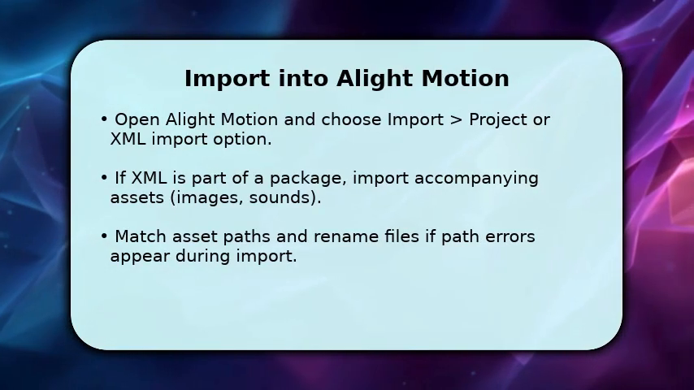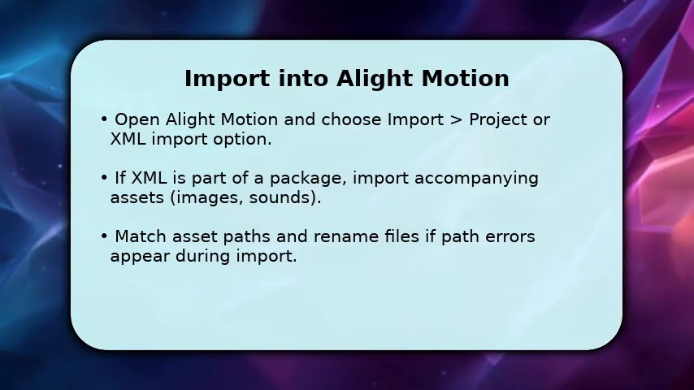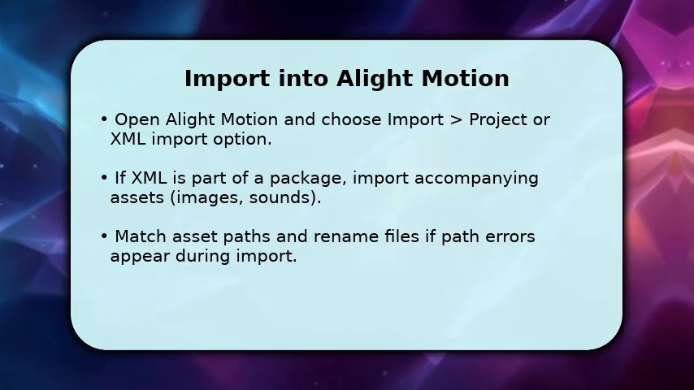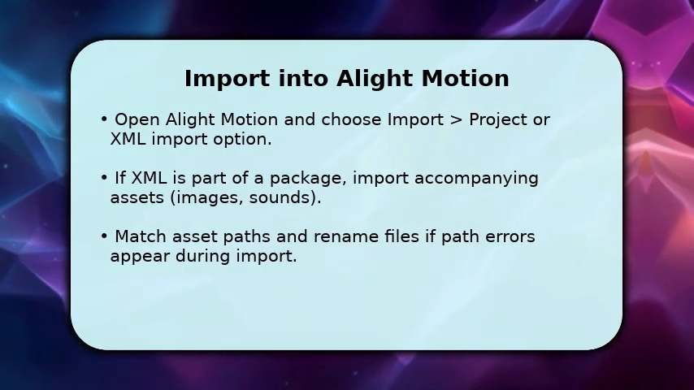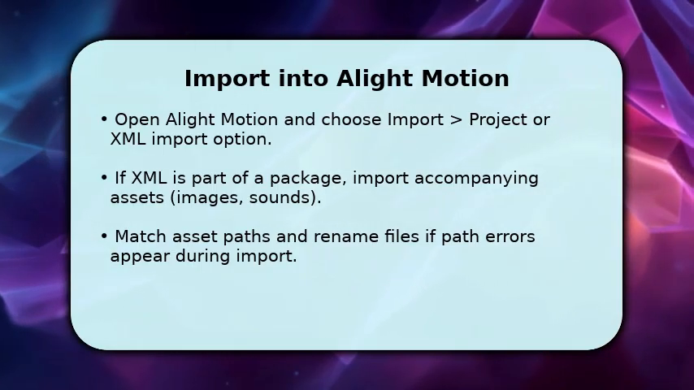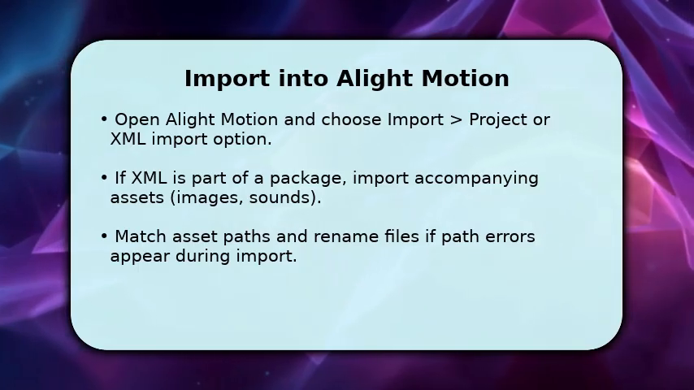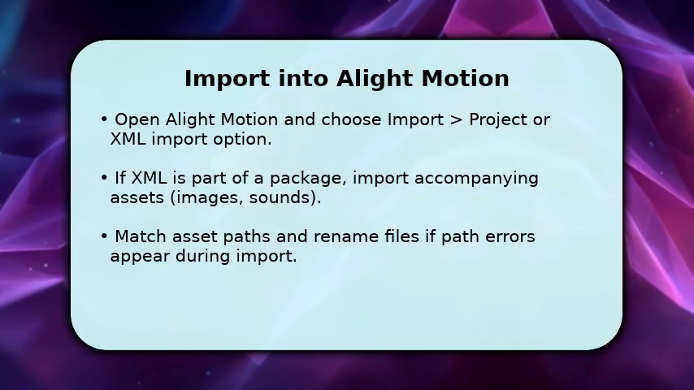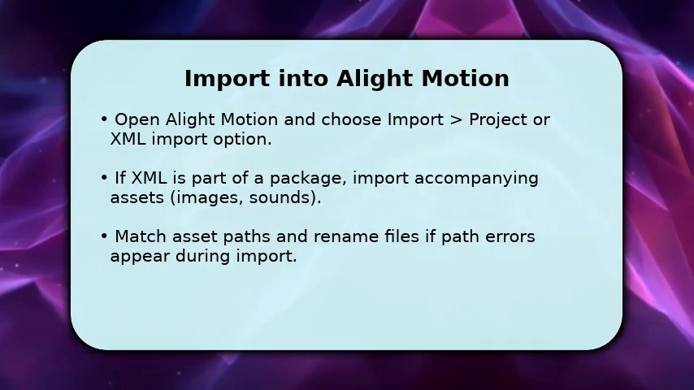You open Alignmotion and use the Import or Project menu to select the XML file. Some versions show Import XML directly. During import, the app attempts to link referenced assets, pause, and add any missing images or audio manually. If paths differ, rename those assets to match XML references or edit the XML in your viewer to update paths.